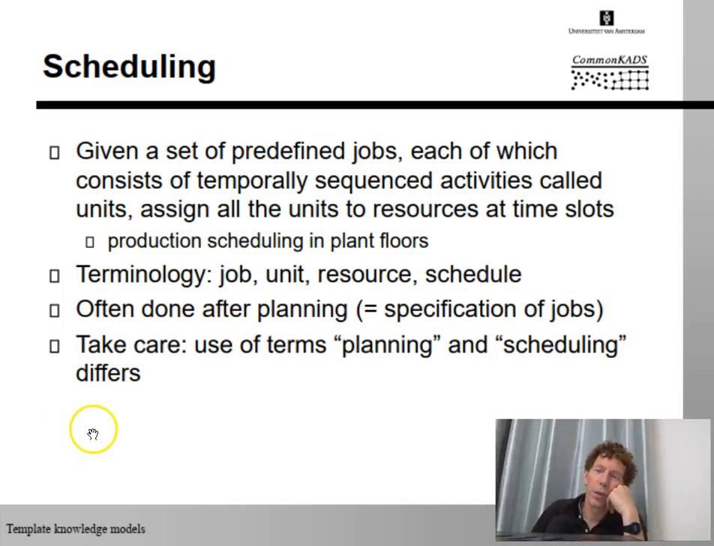So if you're not bored out of your brain by now, I can tell you I am. So I'm very happy that this is the final of our task templates to be discussed.